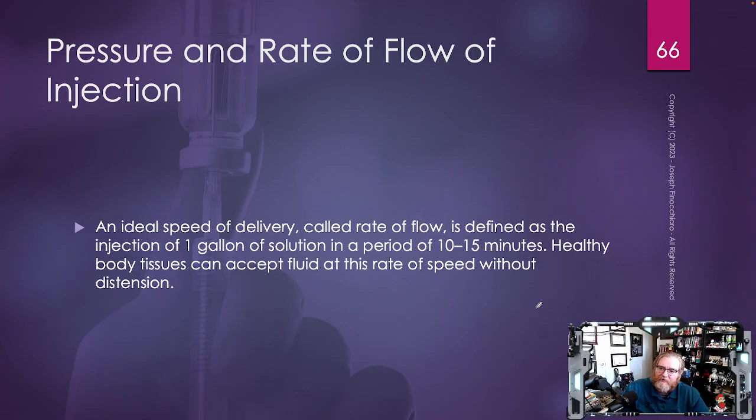So here we go. An ideal speed of delivery, called rate of flow, is defined as the injection of 1 gallon of solution in a period of 10 to 15 minutes. Healthy bodies can accept fluid at this rate of speed without distension. So if we were to say a normal rate of flow, 1 gallon every 10 to 15 minutes, which means at a bare minimum, the injection portion of the embalming procedure should take 30 to 45 minutes if ideal. If there is anything complicating, this is likely going to slow it down because you are not going to want to push that much fluid in that quickly, to reduce the chances of distension.